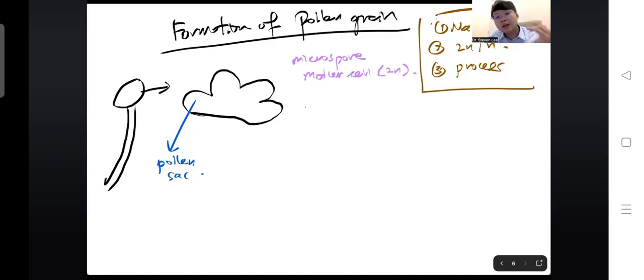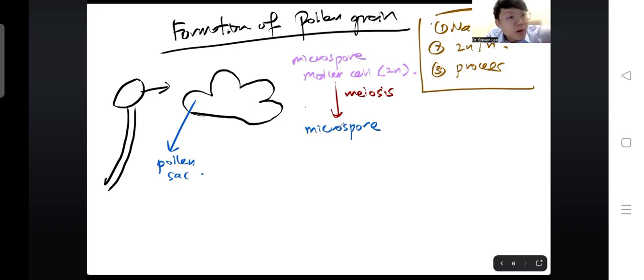Basically, it's the first cell that undergoes the process. So in the formation of pollen grains, you straight away start with the process of meiosis. So the process they do is meiosis. Because you want to form gametes, right? So you must do meiosis lah. So the microspore mother cell that initially was diploid, after they undergo meiosis, they will form microspore. So now you know why it is called microspore mother cell?